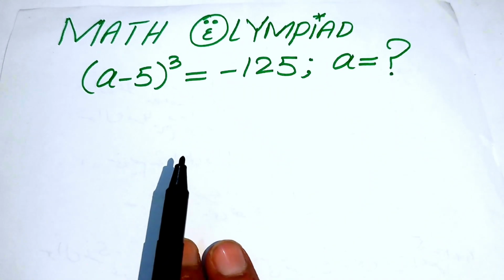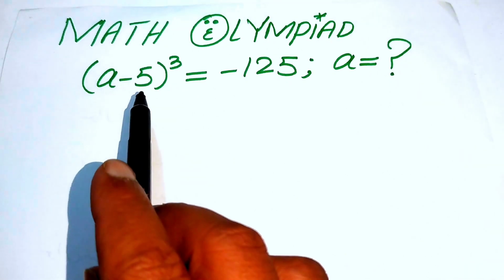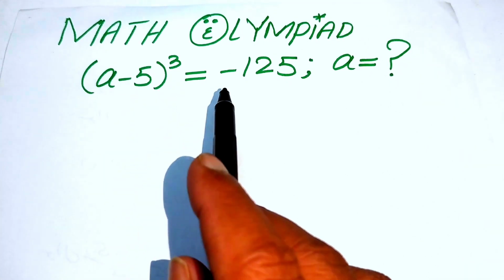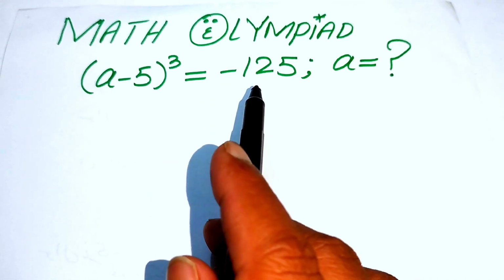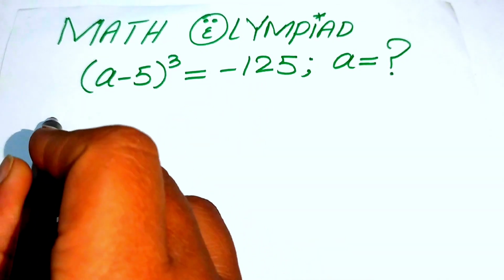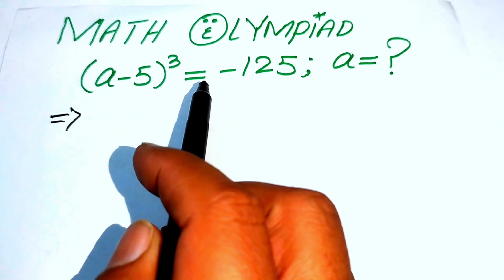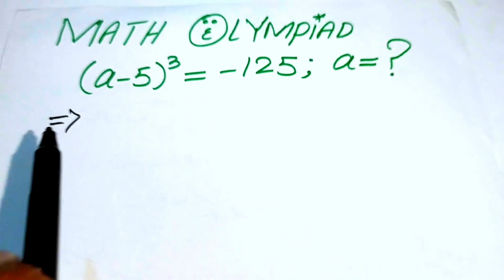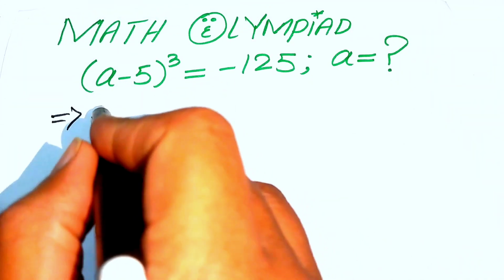In this video we are going to solve this nice math algebra problem, and here we have (a - 5)^3 = -125. So here we find the value of a. The very first step we are going to do is move this -125 to the left hand side, and we easily get the output in this way.